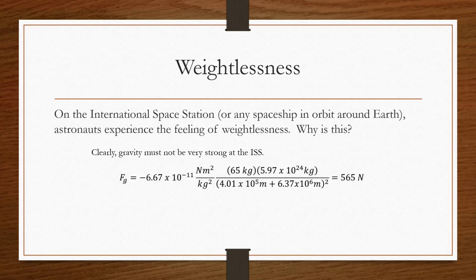But if we actually do the calculation where the International Space Station is, what you find is, no, that's not really the case. So what I've done here is I've plugged in my mass, 65 kilograms, the mass of the Earth, 5.97 times 10 to the 24th kilograms, how far the International Space Station is above the Earth's surface, 4.01 times 10 to the 5th meters, and added the radius of the Earth, 6.37 times 10 to the 6th meters, and squared that. And I get the force due to gravity if I'm in the International Space Station. Earth is applying a force of 565 newtons on me.